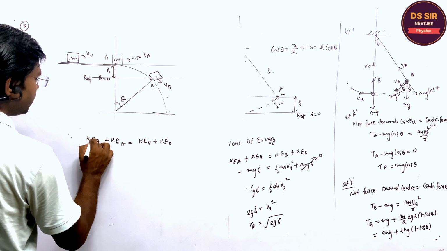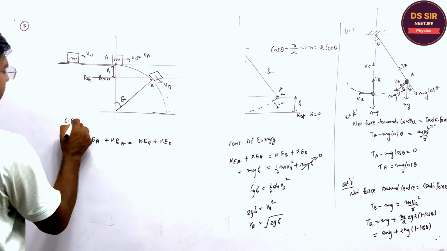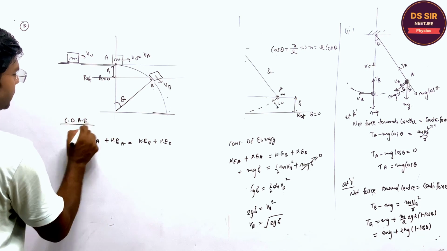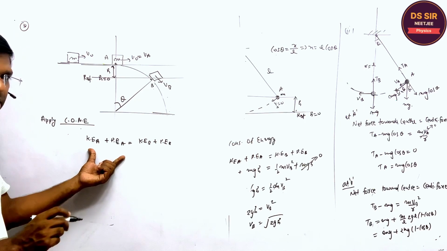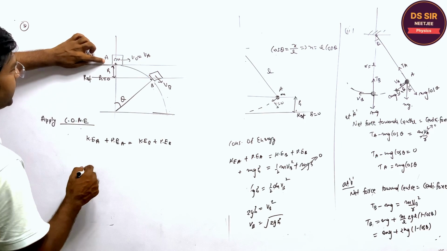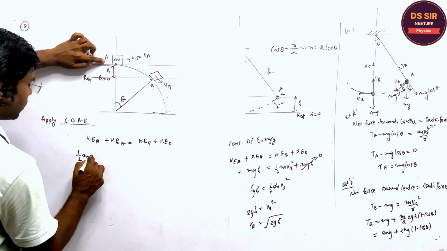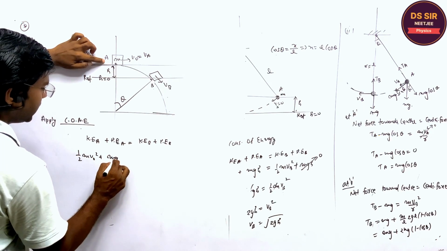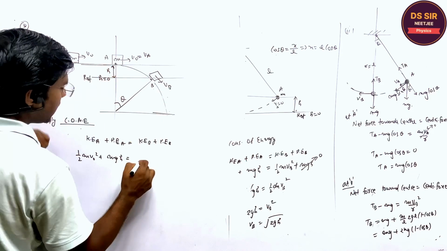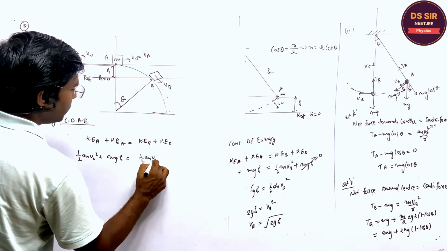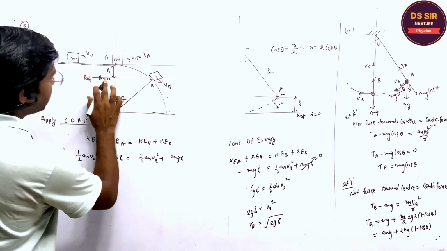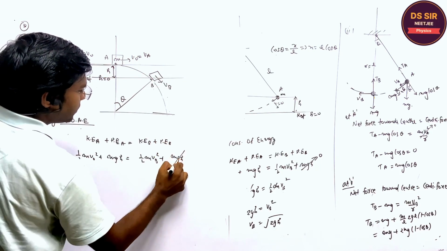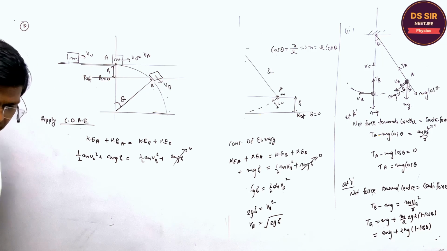You tell. Apply conservation of mechanical energy. Is it clear? So what is the kinetic energy at A? Say half m v naught square. What is the potential energy? Say mgh. What is the kinetic energy at B? Say half m vB square. What is the potential energy? Say mgh, and it is the reference, so it becomes 0. Is it clear or not?